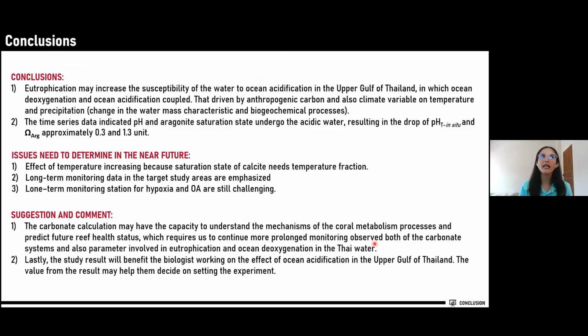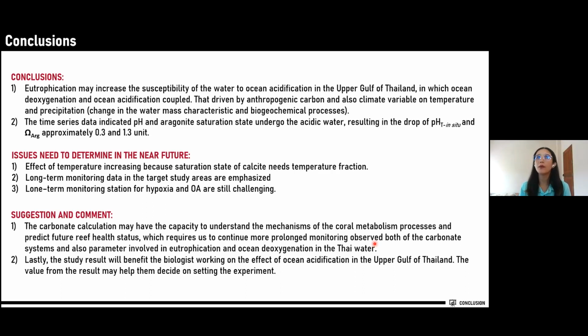And lastly, my conclusion. Firstly, eutrophication may increase the susceptibility of the water to ocean acidification in the upper Gulf of Thailand, in which ocean deoxygenation and ocean acidification are coupled, driven by anthropogenic carbon and also climate variables such as temperature and precipitation, mentioned in the water mass characteristics and biogeochemical processes.